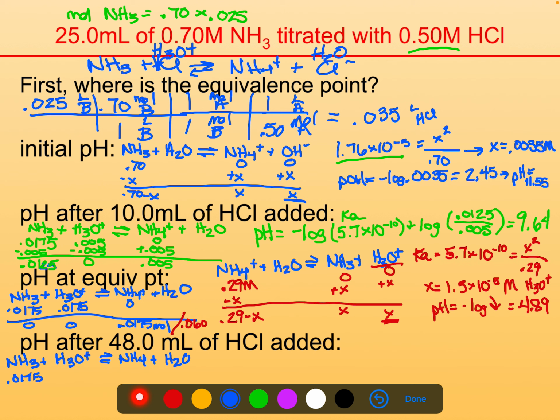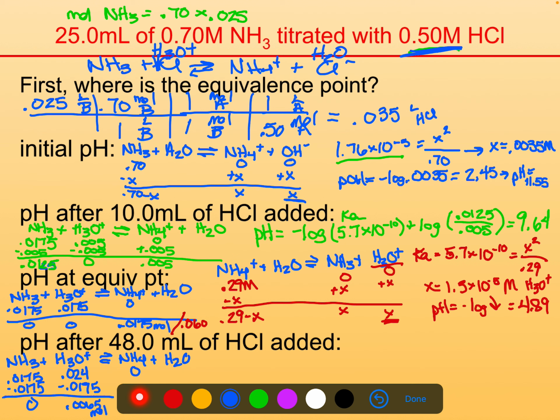So we have to do the 0.5 molar hydrochloric acid times the 48 milliliters. That is going to end up being 0.024 moles. And yet again, we had none of the ammonium initially. We're not even worried about the ammonium with this one. So since the base is smaller, it will go down to 0. And we will end up with excess hydronium in the amount of 0.0065 moles.